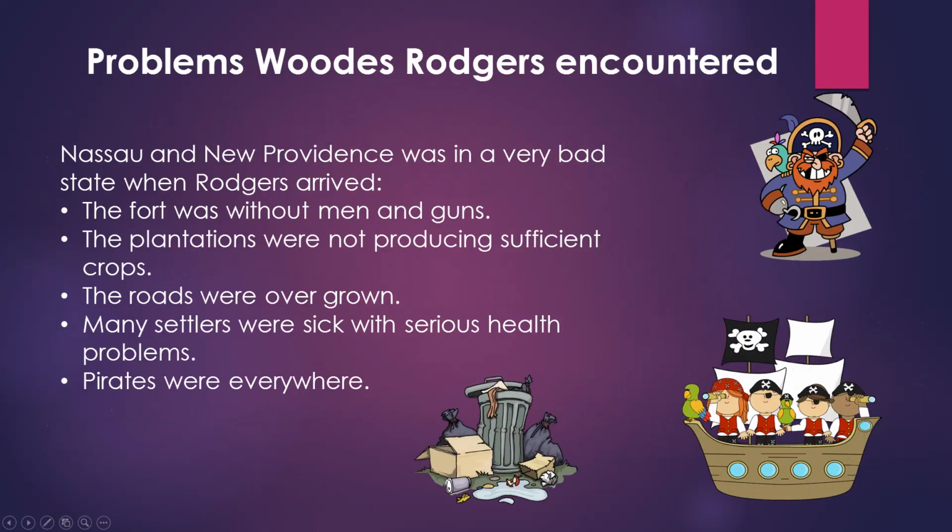It wasn't quite easy for Rodgers at first because Nassau and New Providence was in a very bad state when he arrived. The fort was without men and guns. The plantations were not producing sufficient crops. The roads were overgrown. Many settlers were sick with serious health problems. And of course, pirates were everywhere. That's why the Bahamas was also known as a pirate's haven.